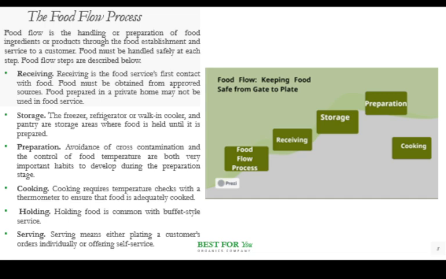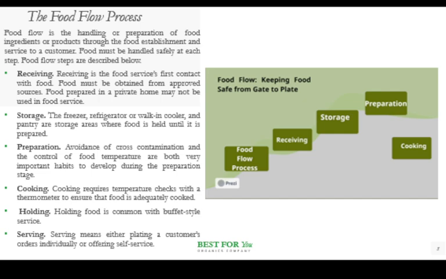So here is the food flow process. The food flow process is the handling or preparation of food ingredients or products through the food establishment and service to a customer. Food must be handled safely at each step. Food flow steps are described below.